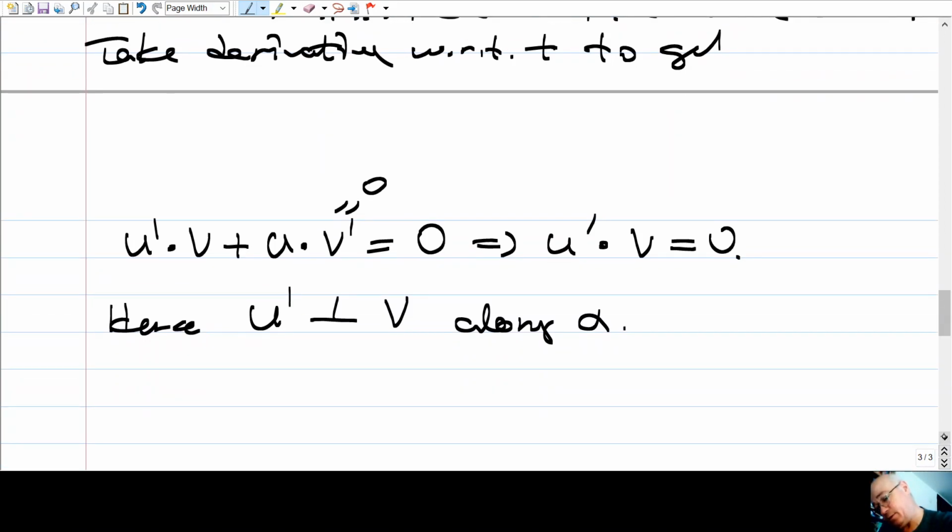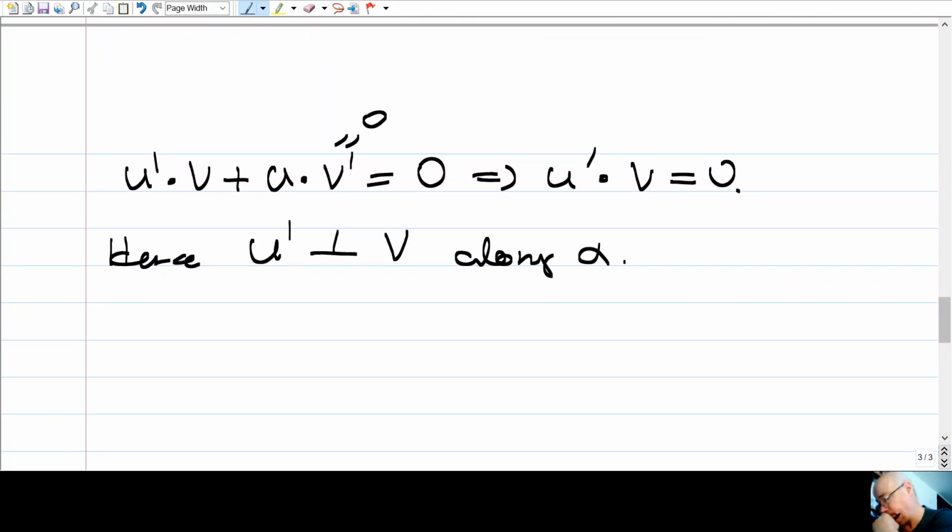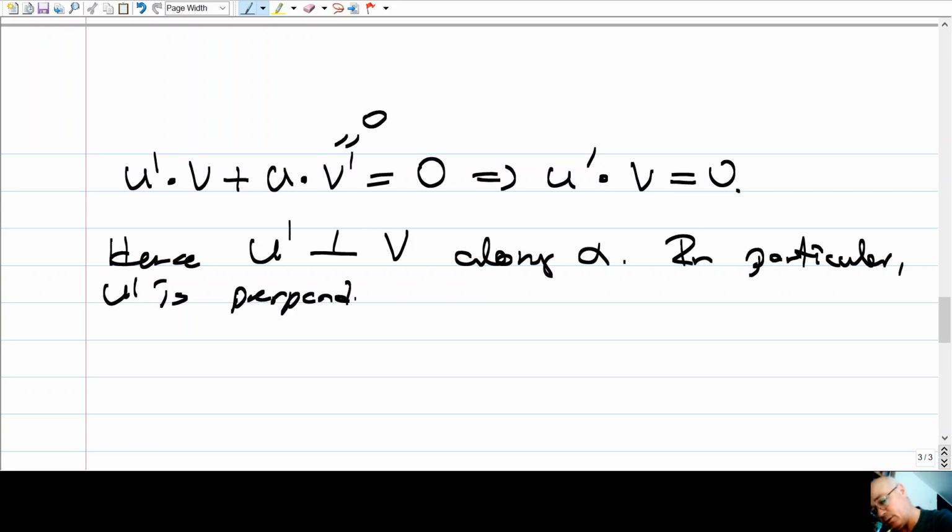Okay, this means in particular that u prime is perpendicular to both the surface M and P.